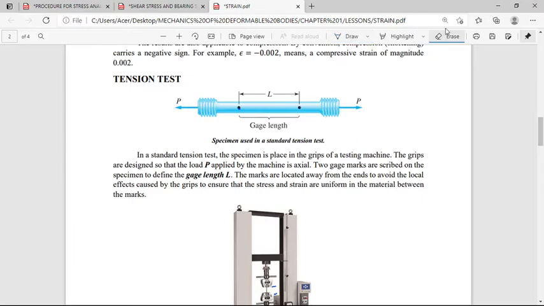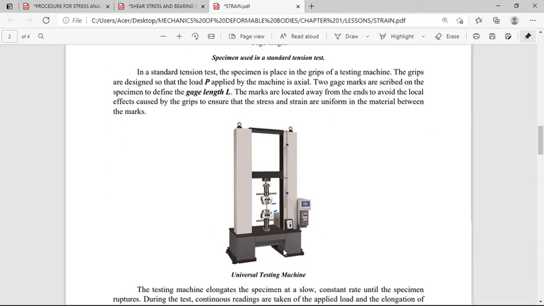So, dun sa Canvas page, merong discussion na nakalagay dun. Meron doong example ng universal testing machine or video about sa universal testing machine, its parts and its uses. So, I suggest to watch that video.